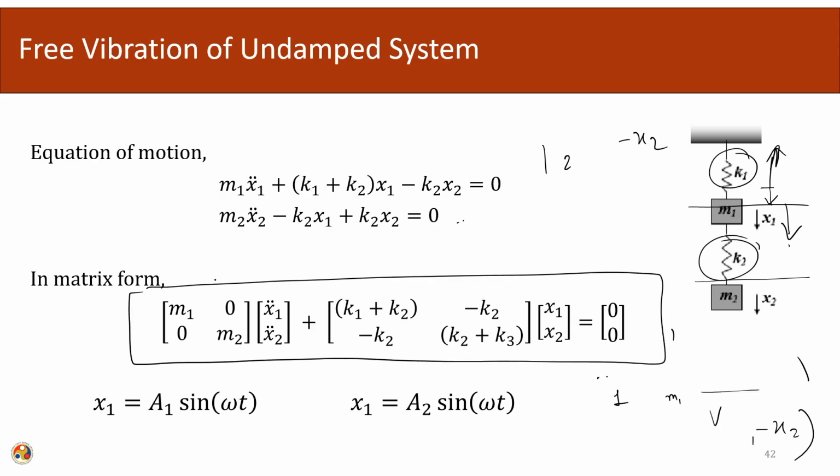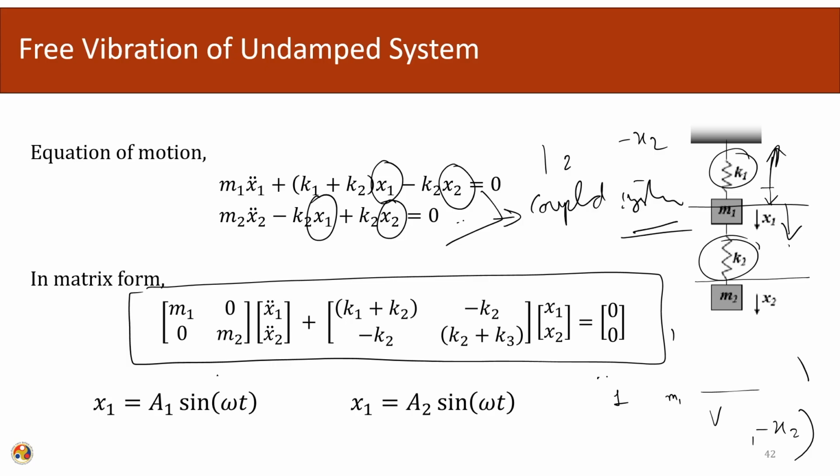Here, same as before, we see that x1 and x2 both are appearing in both the equations. So this is a case of a coupled system, and this is the equation of motion in the matrix form. Again we assume that the values of x1 and x2 are due to the summation of the individual modal contributions. So it will be a summation of Qn phi n.